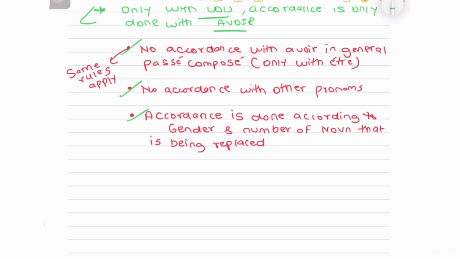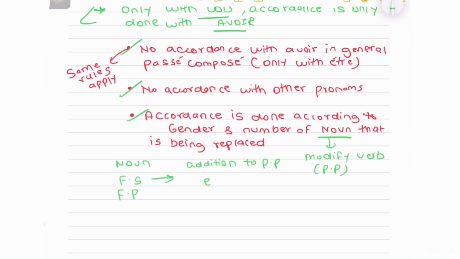You're replacing the noun, right? Pronoun is all about the noun. So if the noun is feminine, you'll add an E to the verb. So according to the noun, you make modifications to your verb. So if your noun is feminine singular, what will you add to your past participle or your second verb? You will add an E.